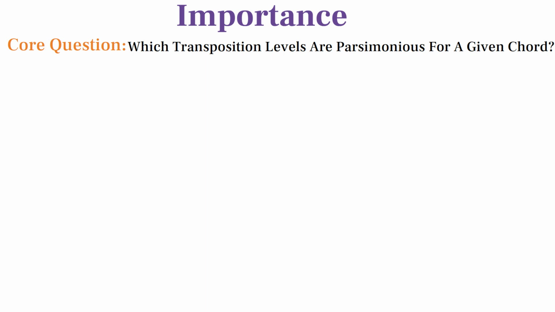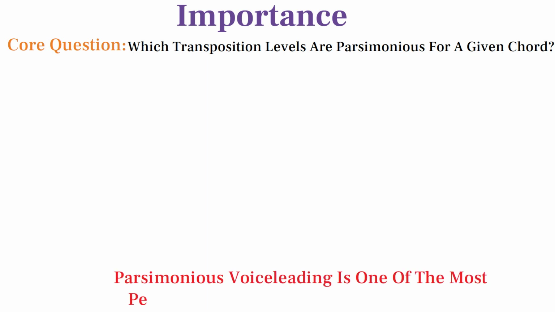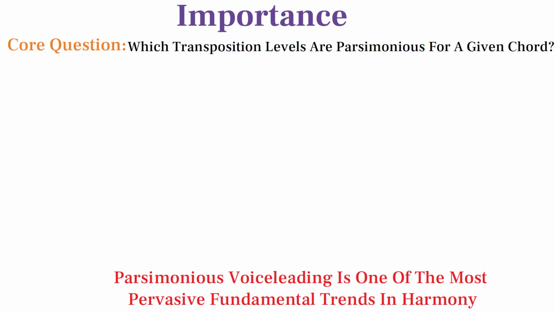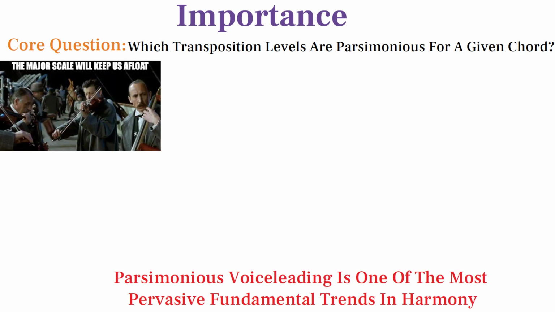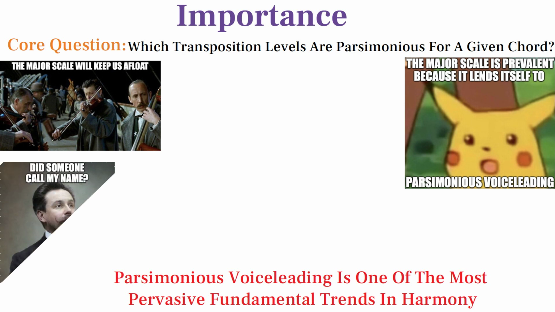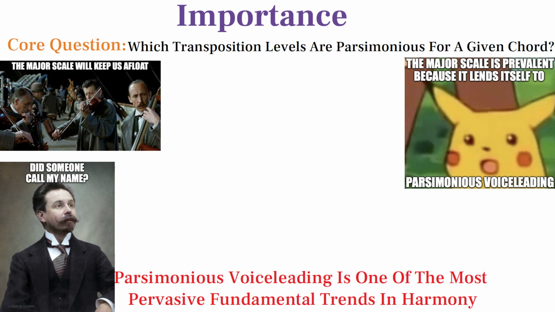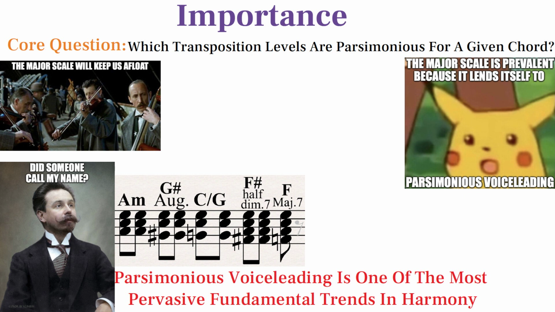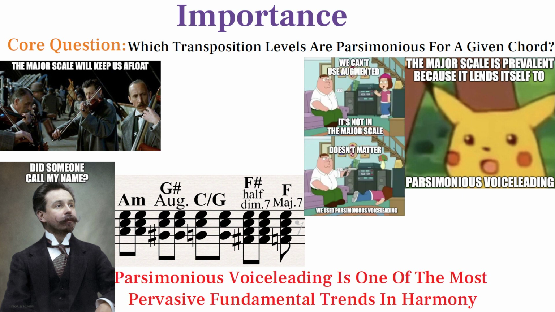With that disclaimer in mind, the reason learning about which transposition levels are parsimonious for a given chord is important is because parsimonious voice leading is one of the most pervasive fundamental trends in harmony overall. Many musicians hold the assumption that operating within a scale is the fundamental guiding principle of music, but in fact, adherence to a scale like the major scale is the result of a higher overarching principle, that of parsimonious voice leading. In other words, we use the major scale because it lends itself to parsimonious voice leading, and some composers disregard the major scale and organize their chord changes based on parsimonious voice leading instead. This is how we get the common progression where one voice moves chromatically and the other voices stay the same.